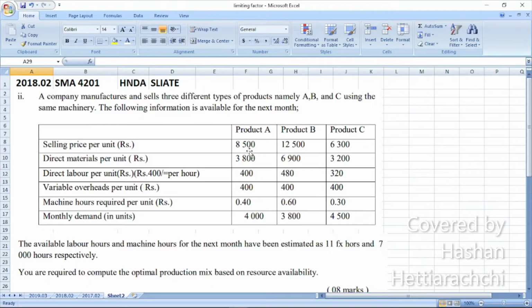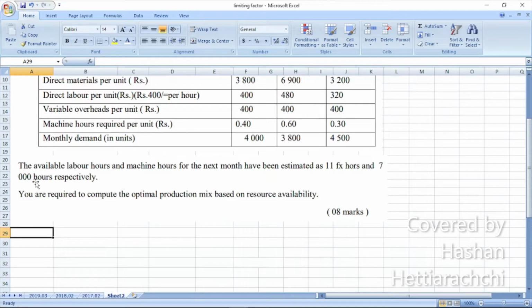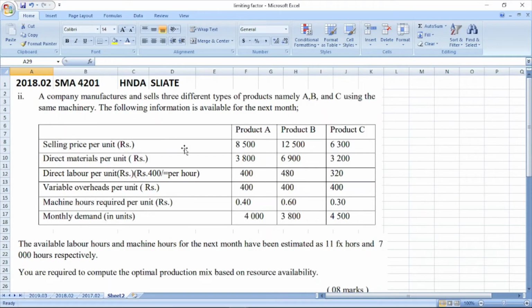They give a table with products A, B and C, and rows for selling price, direct material, direct labor, variable overhead, machine hours required per unit, and monthly demand in units. The available labor hours and machine hours for the next month have been estimated as 11,000 hours and 7,000 hours respectively. You are required to compute the optimal production mix based on resource availability. So let's do the answer.